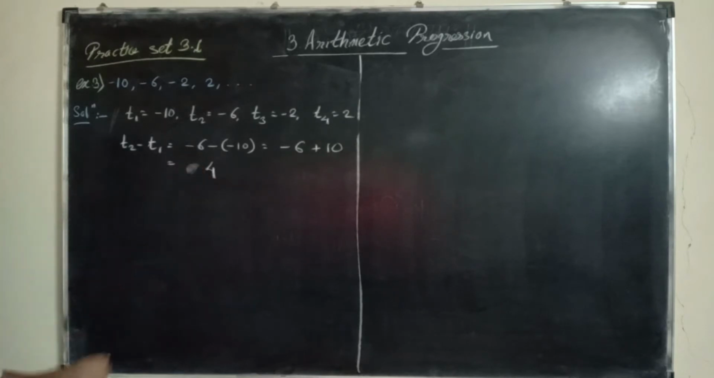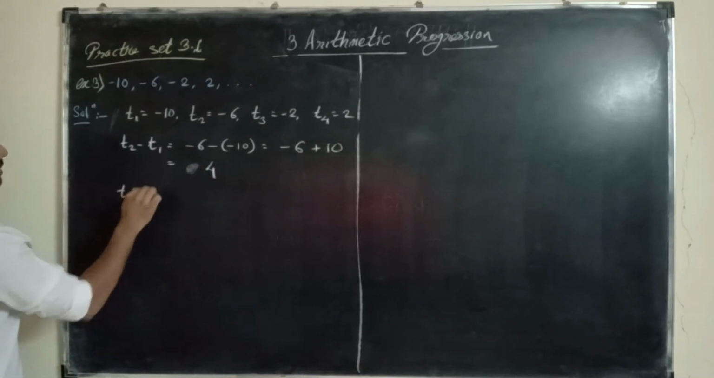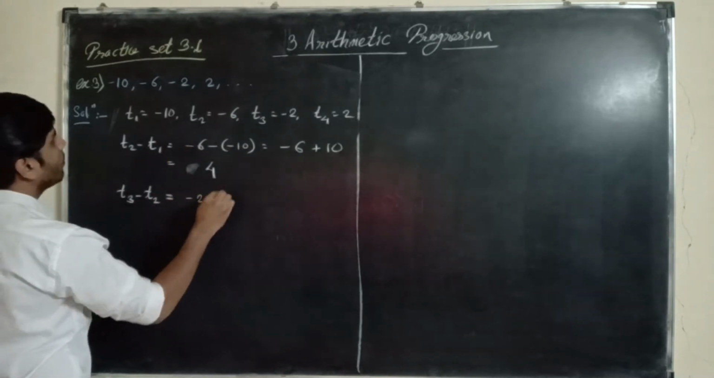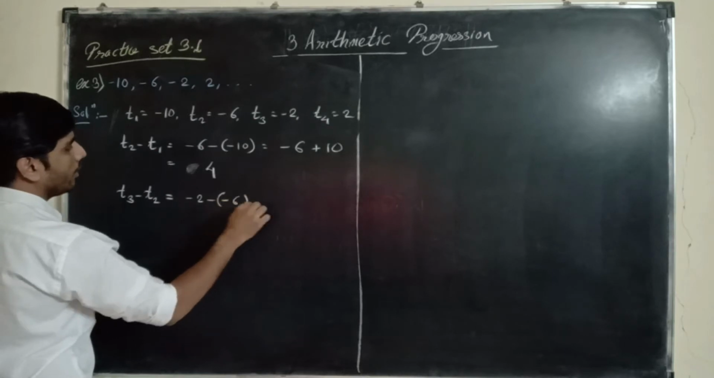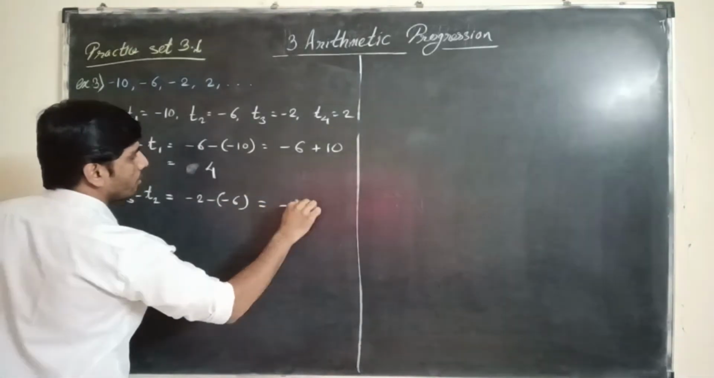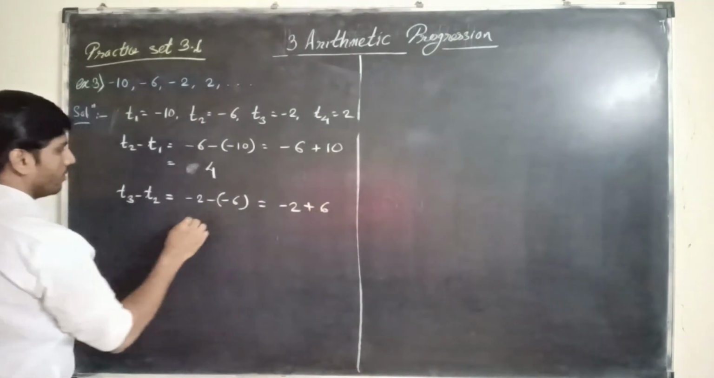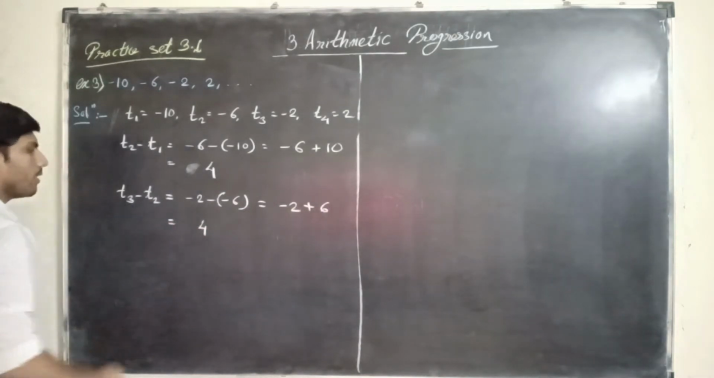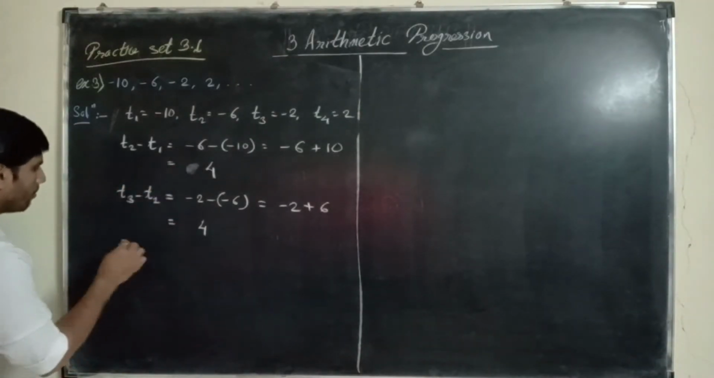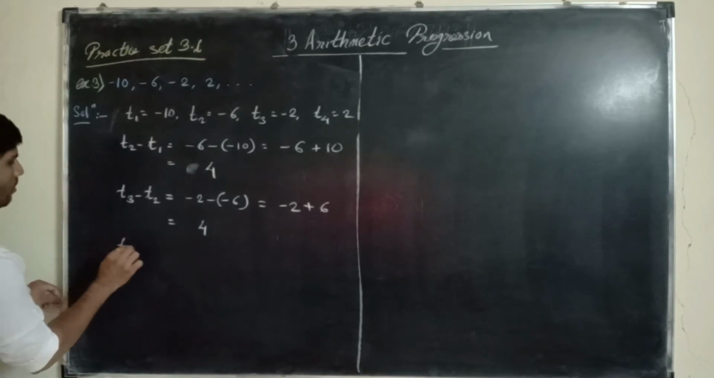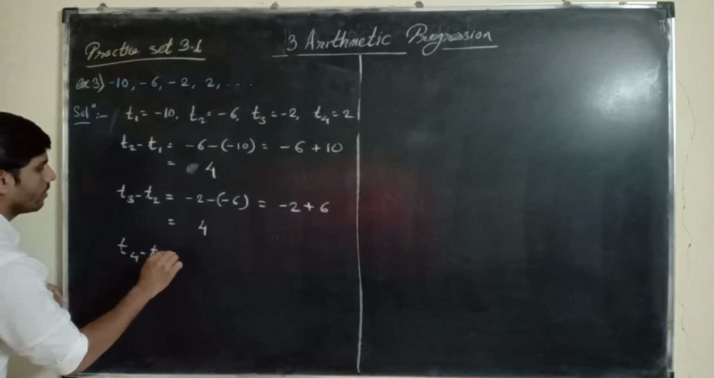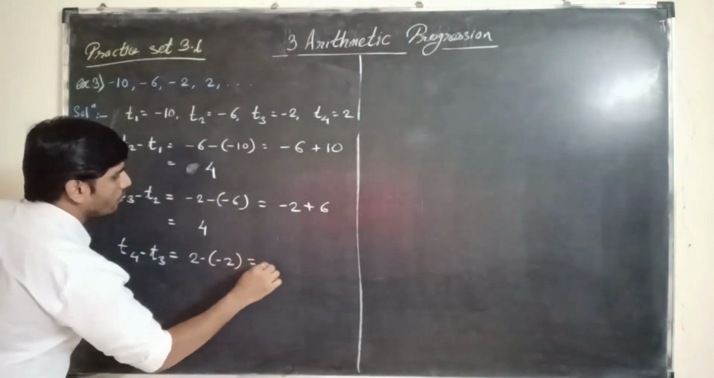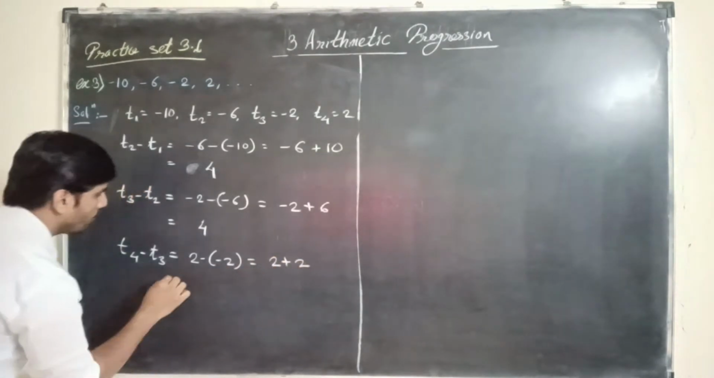Now we will find T3 minus T2, which is equal to negative 2 minus negative 6. Again here we will get negative 2 plus 6. The difference is 4, and the greater number is 6. 6 carries a positive sign, so the answer will also carry a positive sign, and we are getting the same number. Now T4 minus T3 is equal to 2 minus negative 2, which is equal to 2 plus 2, which is 4.